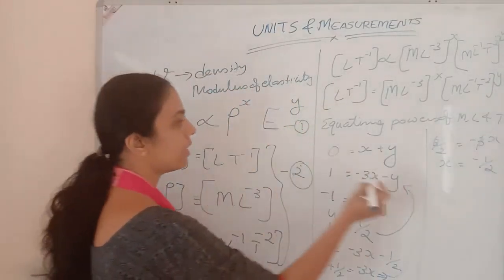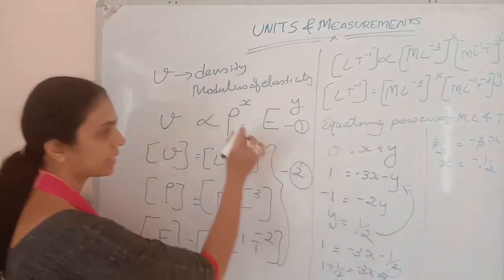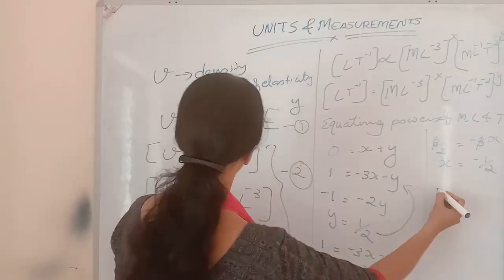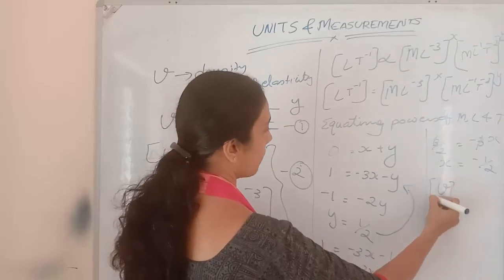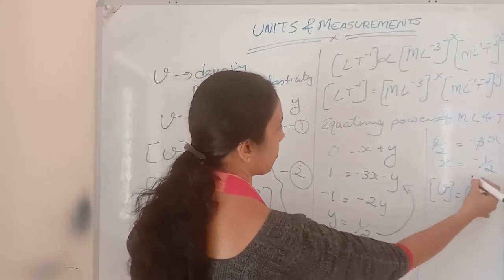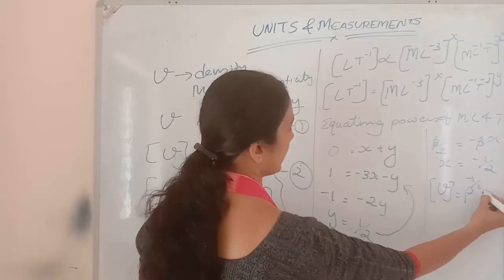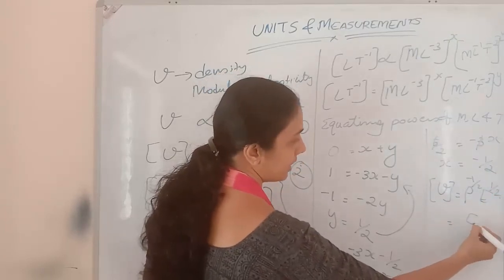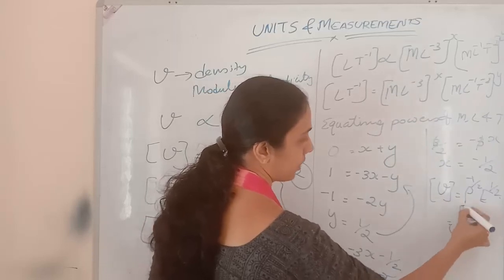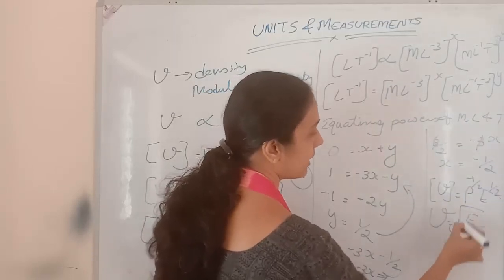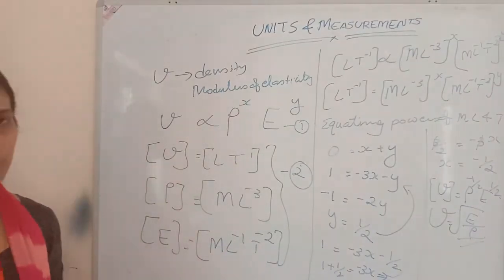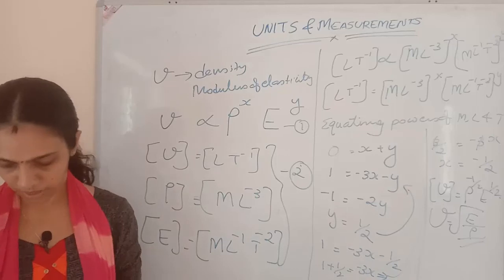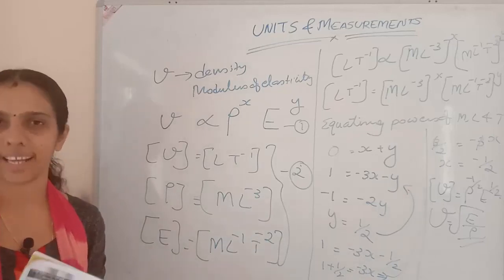Okay, so here substituting the values of x and y in equation 1. So substituting the values of x and y, you will get v equals rho to the power minus half and E to the power half. So v equals root of E by rho. Okay, so this is the equation for velocity of sound using dimensional analysis.